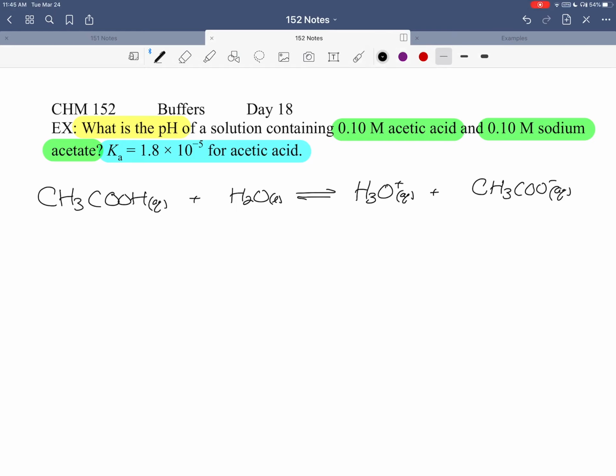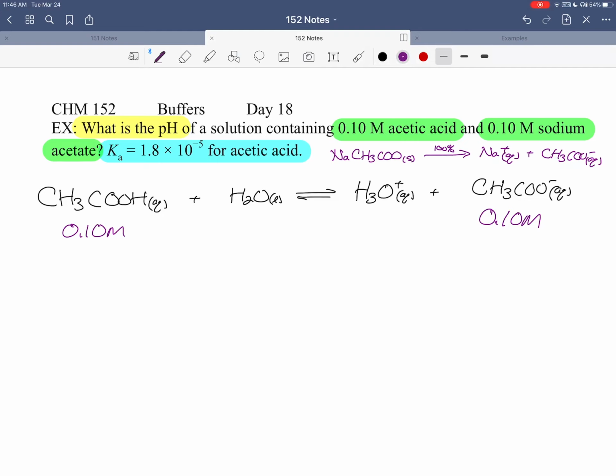All right, now what about the sodium? Right, we know that sodium acetate is a strong electrolyte. And since sodium acetate is a strong electrolyte, we don't need to worry about anything happening with sodium. We know we have 0.10 molar acetate, and we know we have 0.10 molar acetic acid. And we know that from the problem.